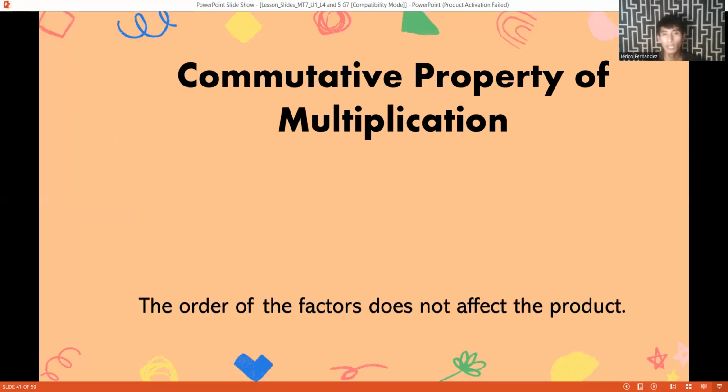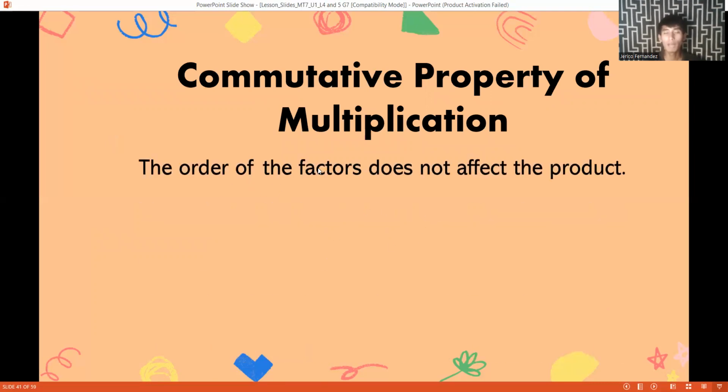Parang sa addition, ganun lang din, ang pinagkaiba lang, ang tawag dito ay factors. Kasi the order of the factors does not affect the product. Ang factors, yung mga expression or number na pinag-multiply. Again, yung mga expression or number na pinag-multiply, ang tawag dun ay factors. So yung pagkakalagay or yung order niya, hindi niya maaapektuhan yung product.